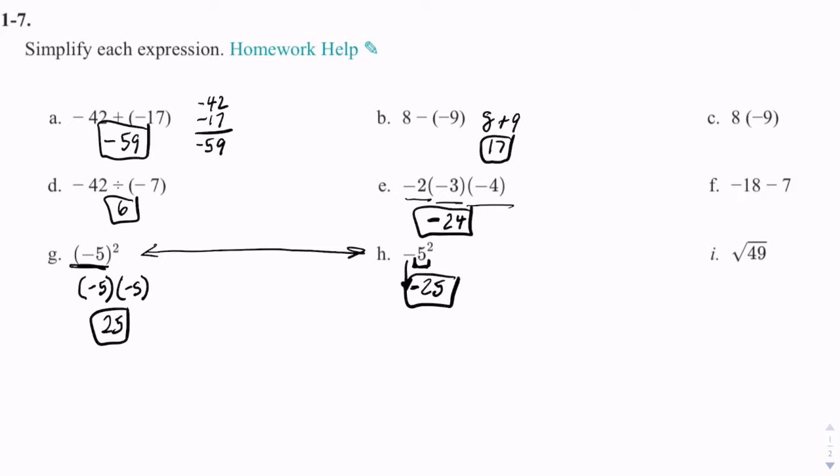Okay, for C, I am multiplying a positive times a negative, so I get a negative number, and 8 times 9 is 72, right? Okay. For F, I have negative 18, and I could think of this as negative 18 plus negative 7, right? So that's like saying negative 18 plus negative 7 gives me negative 25, right? Negative 25. And for I, it's the square root of 49. In this case, it's the positive square root of 49 because that's what this symbol means, but this comes out to be 7.